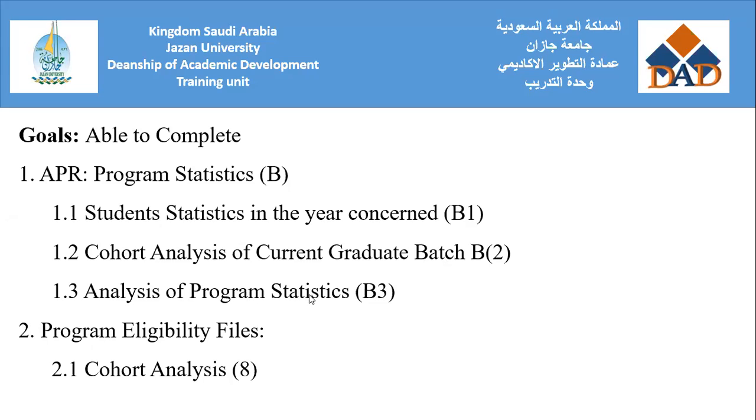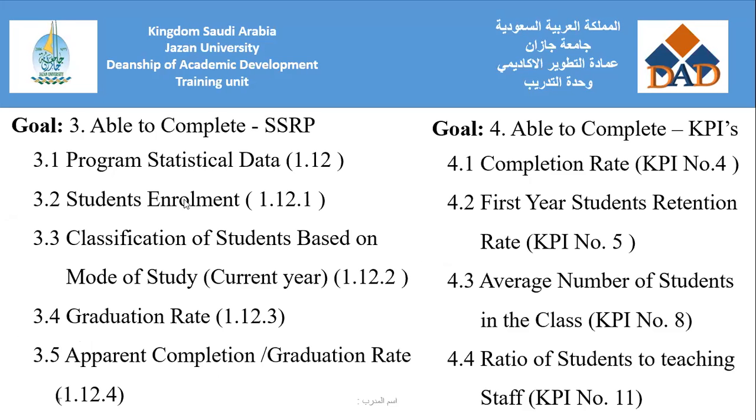And the next one, the program SSRP self-study report. These are the 5 items we can fill by the cohort analysis. In the same way, goal number 4, we can calculate the program KPIs, 4 KPIs, from the cohort analysis. So these things we can complete with the cohort analysis. So, going to the presentation.